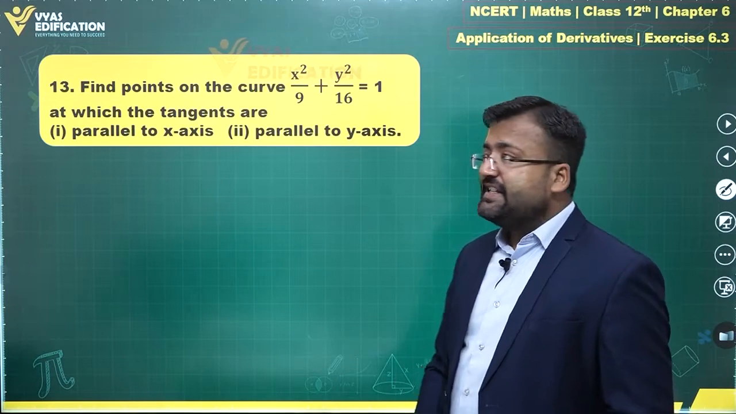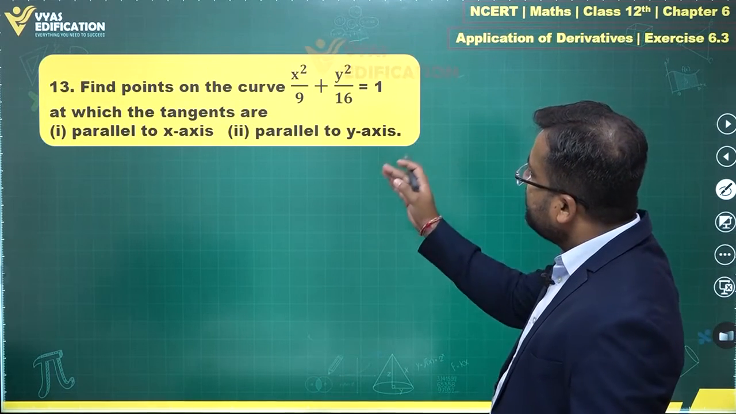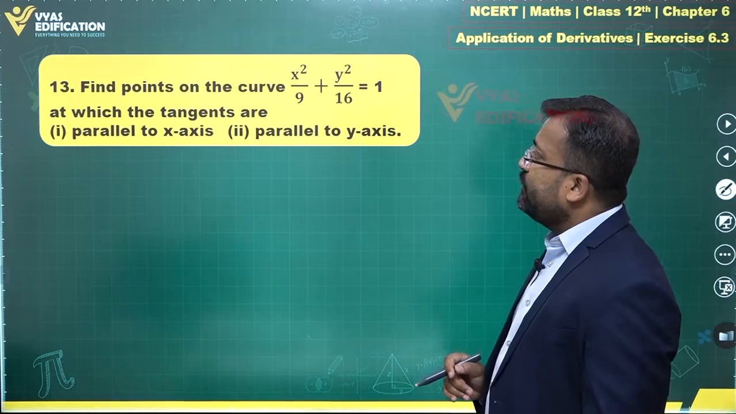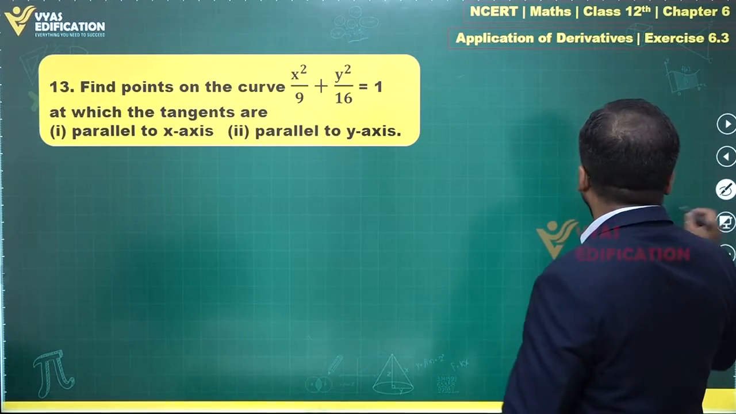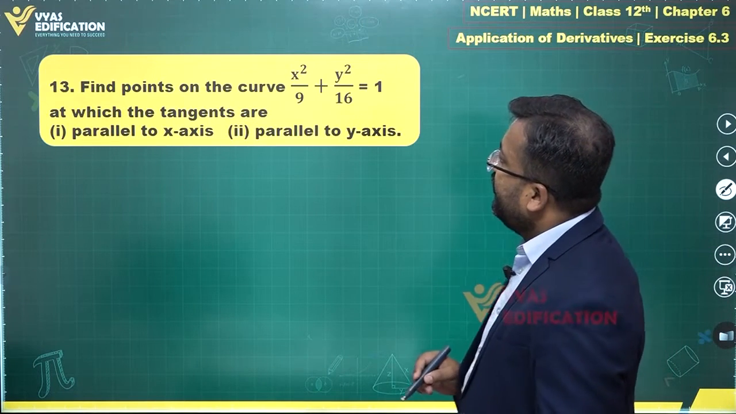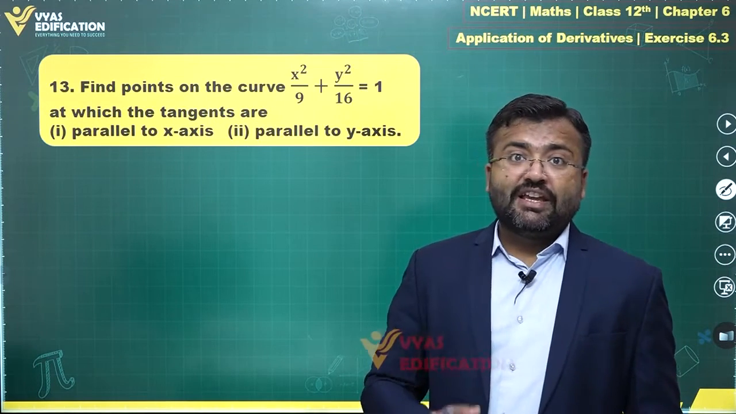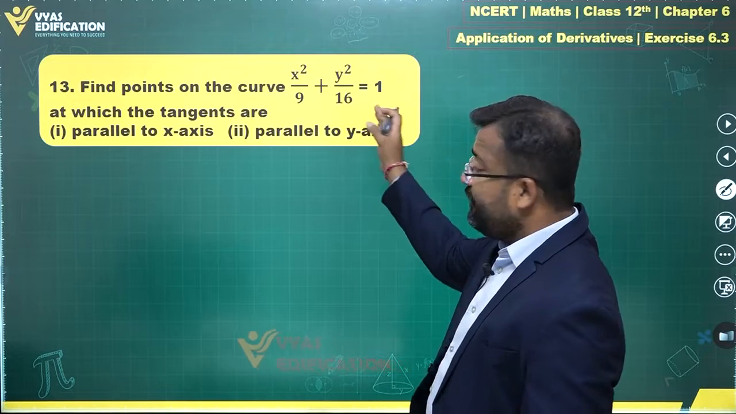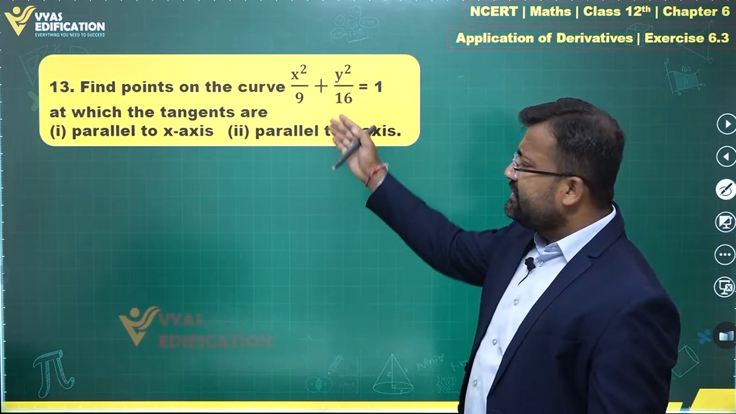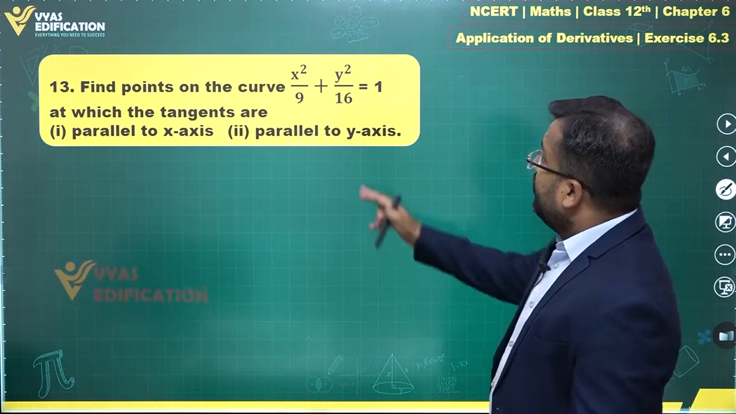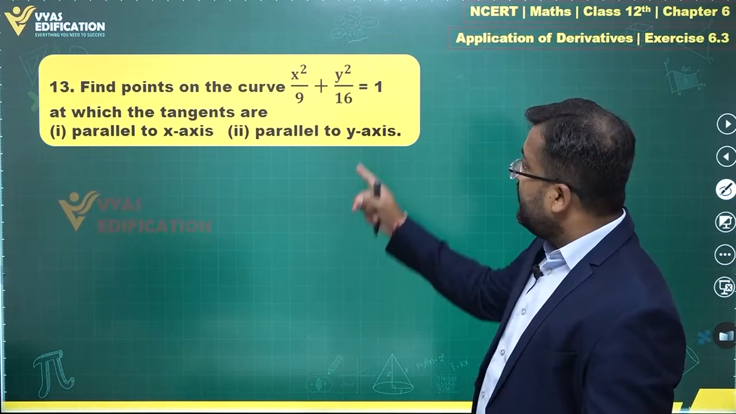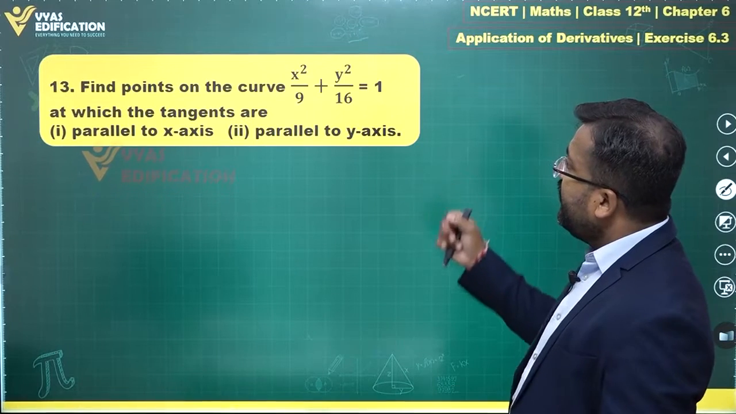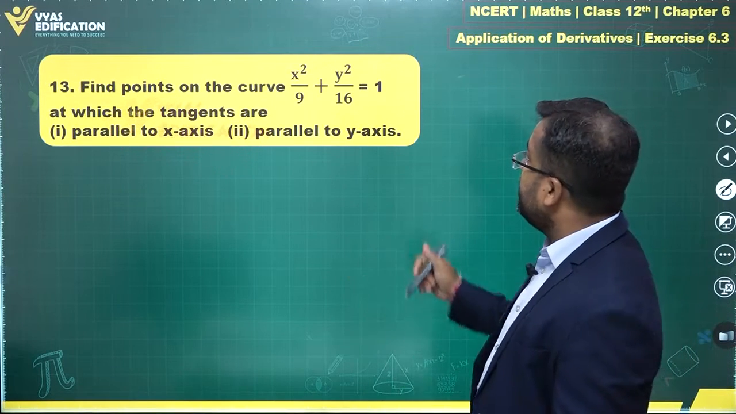Question 13 says: find points on the curve x square by 9 plus y square by 16 equals 1 at which tangents are parallel to the x-axis, parallel to the y-axis. There are two parts of this question, and frankly speaking, if you can easily draw the graph of this equation, this represents an ellipse, where the minor axis endpoints are on the x-axis and those are plus minus 3 comma 0, and major axis endpoints are 0 comma plus minus 4.